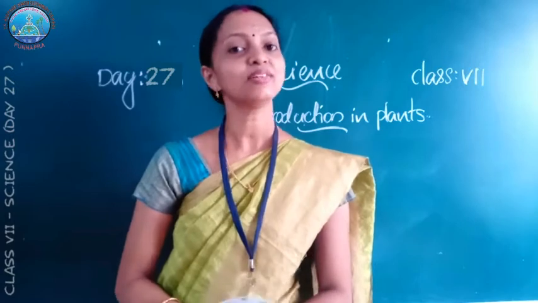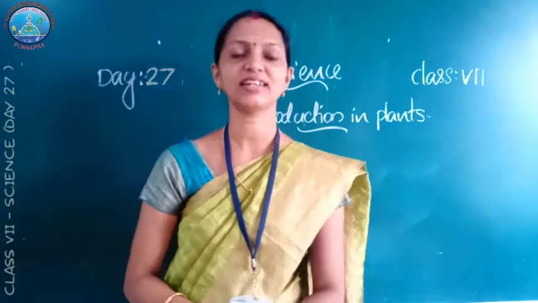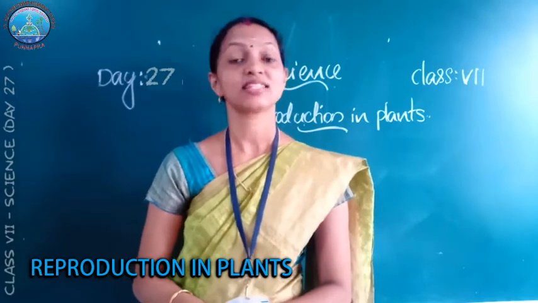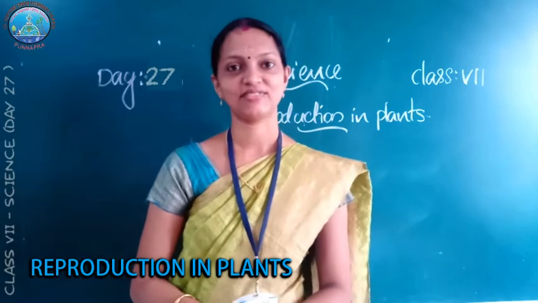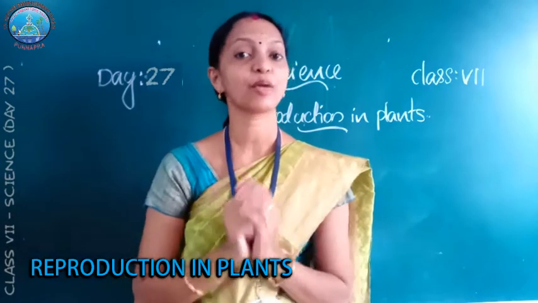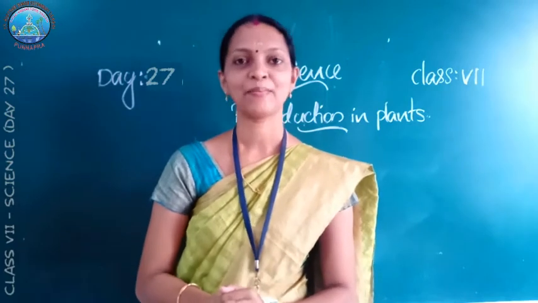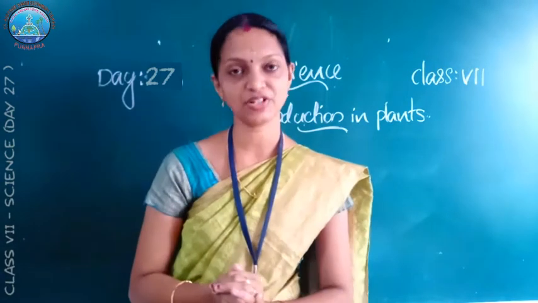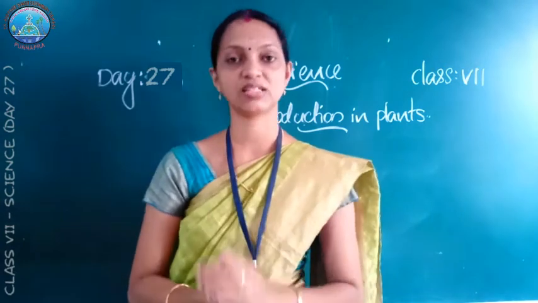Today we are going to discuss our next lesson, reproduction in plants. We already studied sexual reproduction in plants in the last class. We know that the flower is the reproductive part of a plant. The flower consists of a male reproductive organ and a female reproductive organ, that is, stamen and pistil.